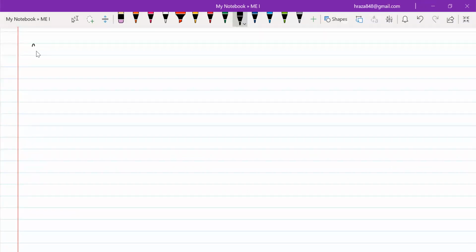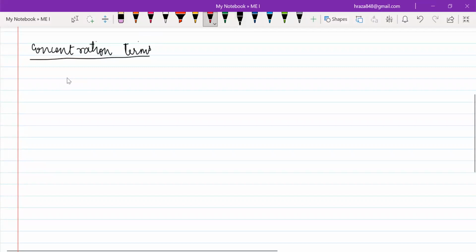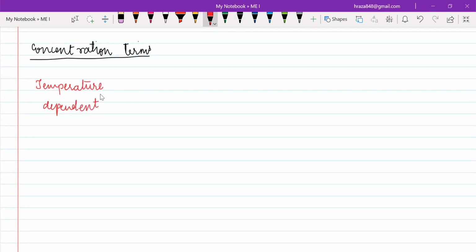Now see, the next topic, which is very important, you have already studied in class 11th, and that is concentration terms. Concentration terms can be divided into two types: the one which is temperature dependent, and the one which is temperature independent. How are we going to recognize which one is temperature dependent and which is temperature independent? You have studied that volume is directly proportional to temperature.